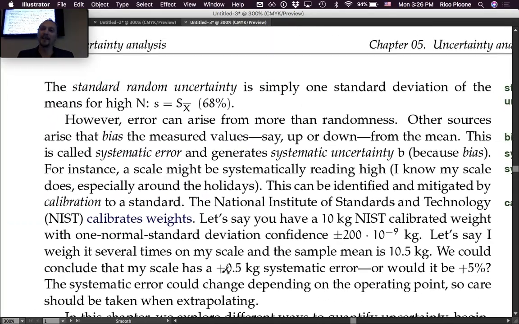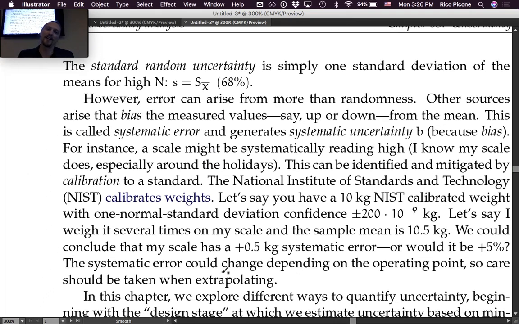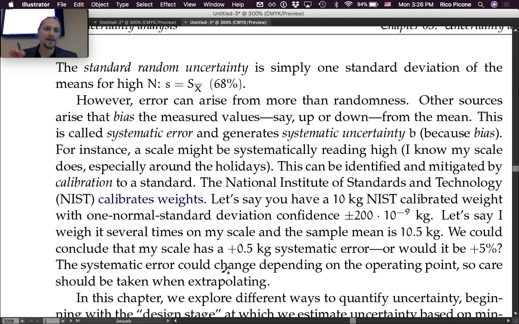And then B, this is just the book's terminology, and I've adopted it because I don't want to confuse you guys more than I already do. So, our systematic uncertainty or bias B.